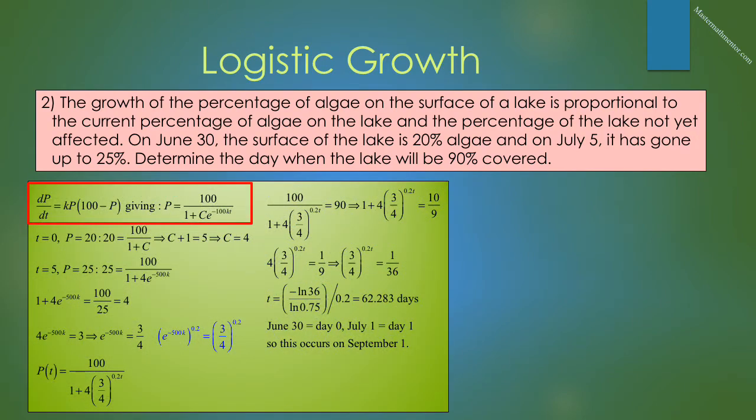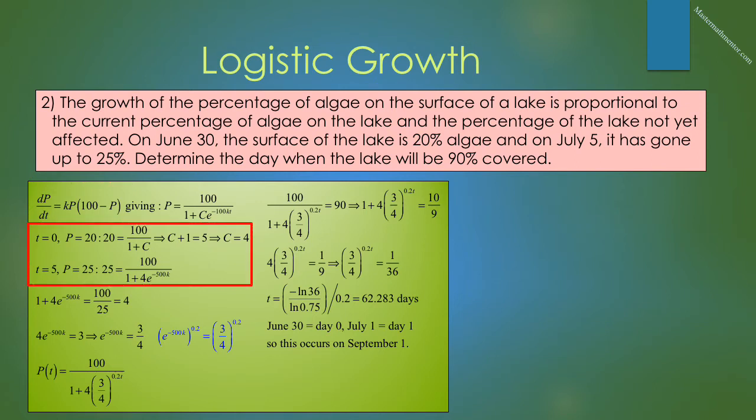As imposing as this solution looks, there's only a slight bit of calculus in it, and that is in the first step. We are told that the rate of growth of algae is proportional to the current percentage of algae and the percentage not yet affected. That makes dP/dt equal to kP times (100 minus P). We use 100 to represent 100%. And we know that that gives the equation P equals 100 over 1 plus C e to the negative 100kt.